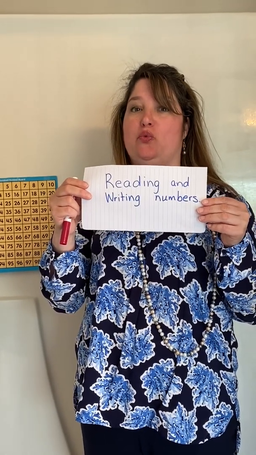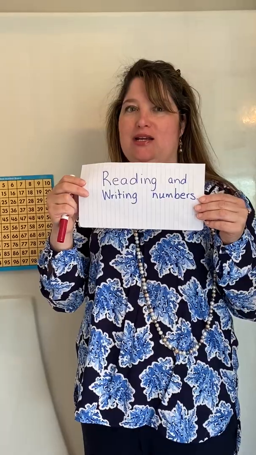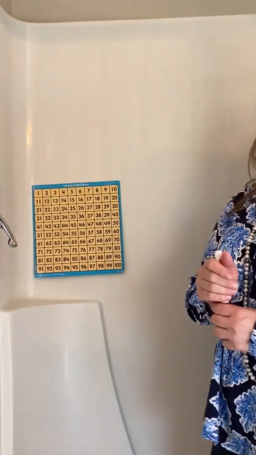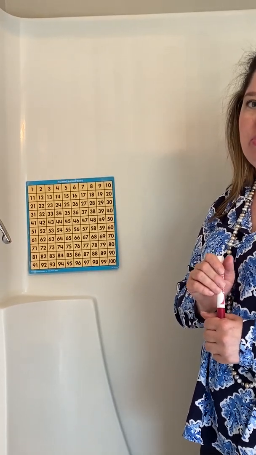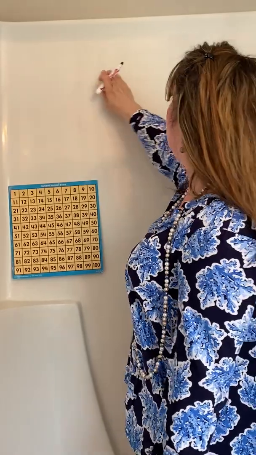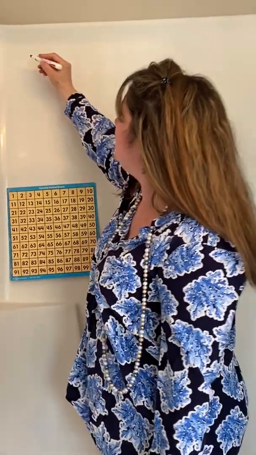Today's lesson is on reading and writing numbers. I already have my hundreds chart up here, but for reading and writing in kindergarten, we're only focused on numbers 1 through 20. And your students have already gone over how to write 1 through 10.